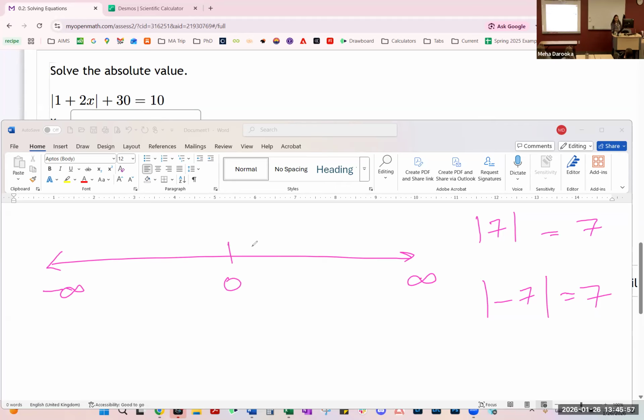So if we're talking about 7, we're saying 1, 2, 3, 4, 5, 6, 7. That's +7. 1, 2, 3, 4, 5, 6, 7. That's -7, right? And then of course the numbers will keep growing from there. But basically we are saying, how far is that number from 0? And of course you're going 7 units, right? So think of a distance of 7. Same thing if you are going the other way: 1, 2, 3, 4, 5, 6, 7. So you're still going a distance of 7.